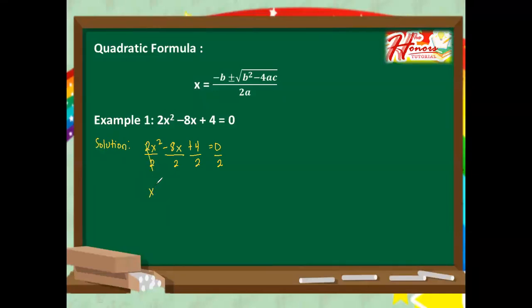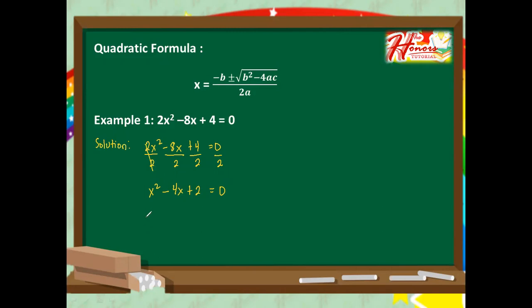It will become x squared minus 8 divided by 2, that's 4. Then copy the variable, which is x. And then 4 divided by 2, that's 2. So plus 2 equals 0 over 2, that's 0. Because when your numerator is 0, then your answer should be 0.